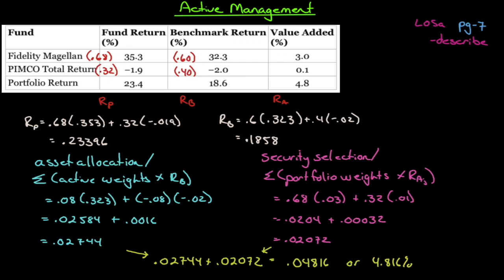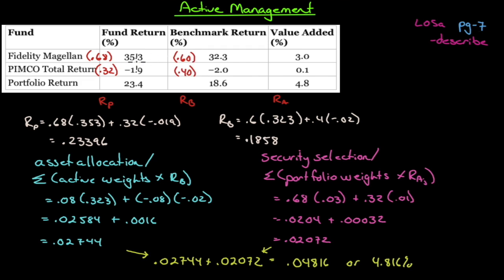All right, let's use an example from the book. And let's say we have our actively managed fund and our benchmark return. And the fund weighted two particular assets. We own Fidelity and PIMCO in the fund in the weighting of 0.68 and 0.32. The benchmark is 0.6 and 0.4 on the weightings.